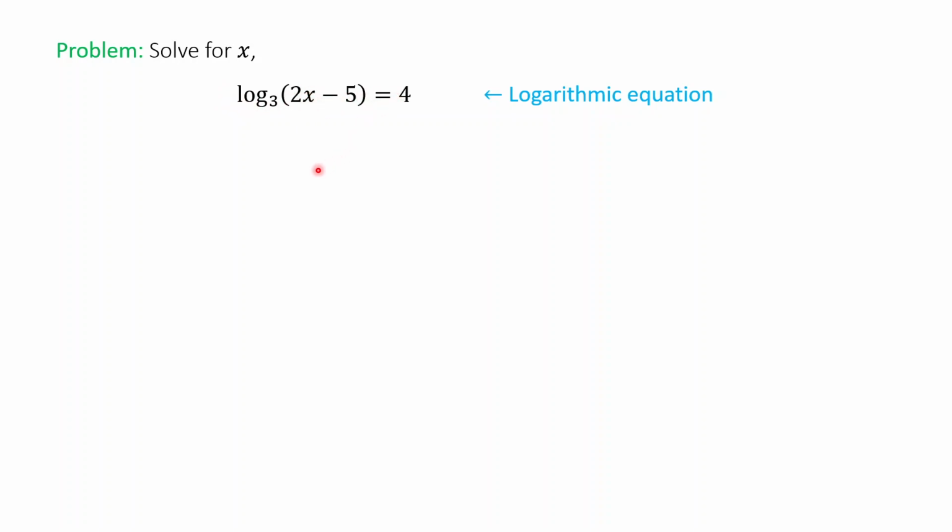To solve this, you just need to write this in exponential form. This is the base. Write the base. Now go to the other side. Put this as the exponent is equal to. Now write what is inside the logarithm here. This equation you can easily solve. Let us solve this. 3 to the 4th, 81, is equal to 2x minus 5.